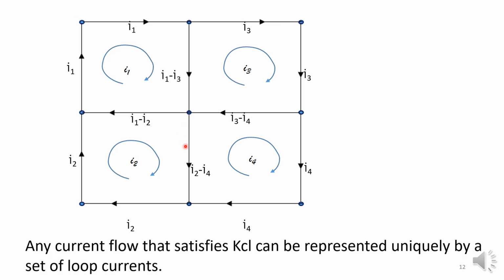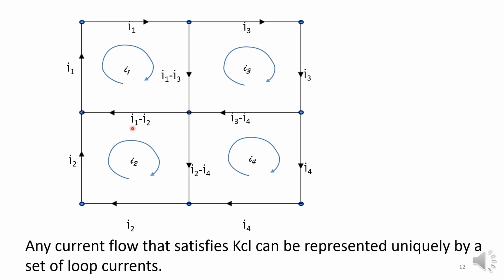And any current flow that satisfies Kirchhoff's current law can be represented uniquely by a set of loop currents. This is any current flow that satisfies Kirchhoff's current laws. You can see here that Kirchhoff's current laws must be satisfied, because whenever you have a flow into a vertex, you have a flow out, the same value out of the vertex also. You have I4 going in and I4 going out. If you look at it this way, I4 plus a minus I4 will add up to 0.